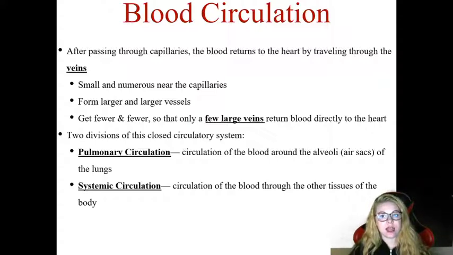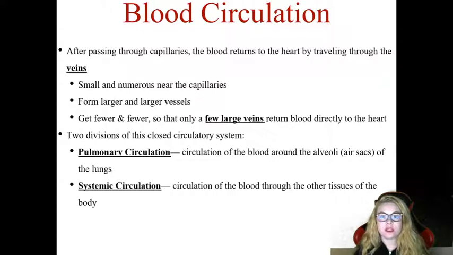So as they begin working through your body to come back to the heart, they start to get larger and larger and fewer. And so by the time you get to the heart, you have only a few select large veins. They are not highly branched like the capillaries are away from your heart. Okay?